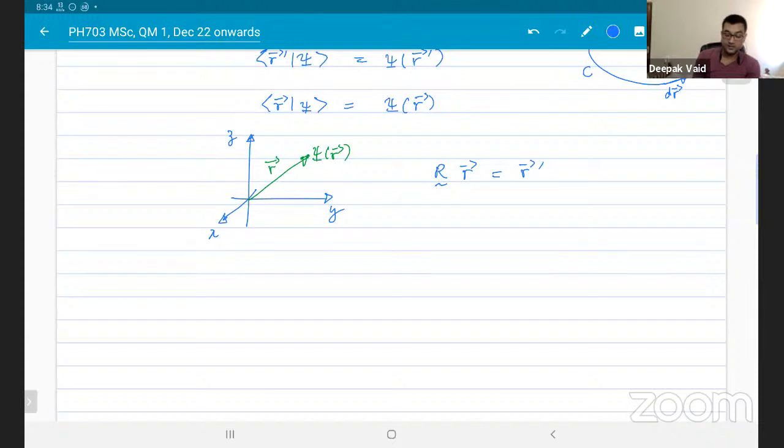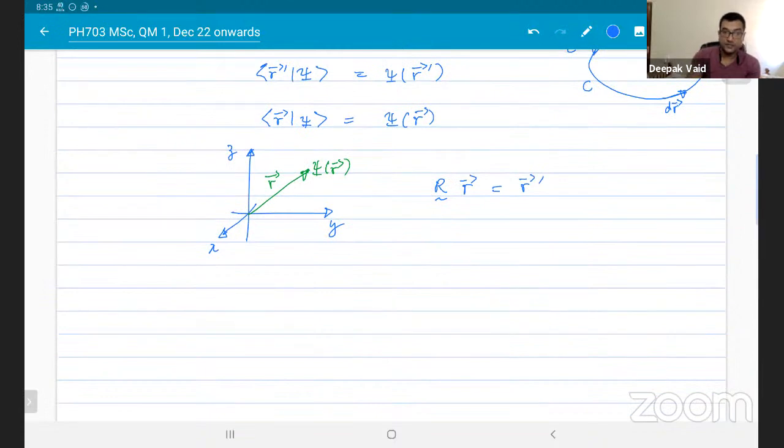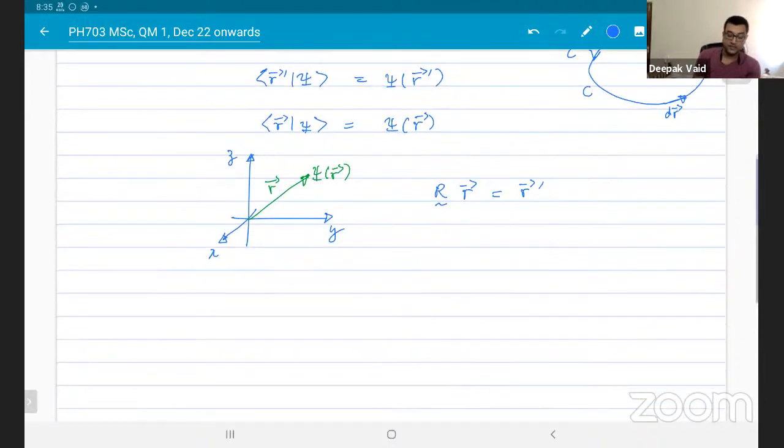Okay. Yes, sir. Now when you perform this change of basis, what happens to psi? This is what we're trying to understand. What happens to psi of r? Okay. So under this rotation, what will happen to this ket? This ket will go to r prime, which is what? This thing. Okay. r prime is matrix R acting on the vector r.